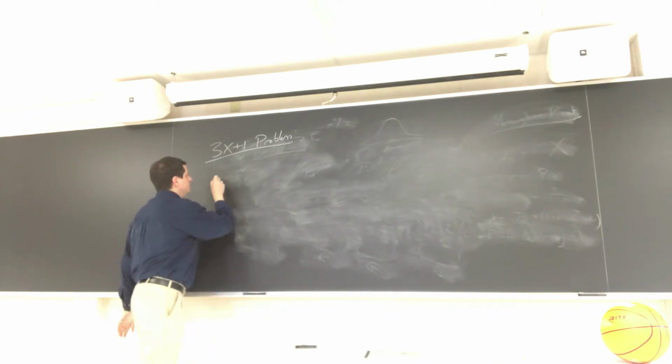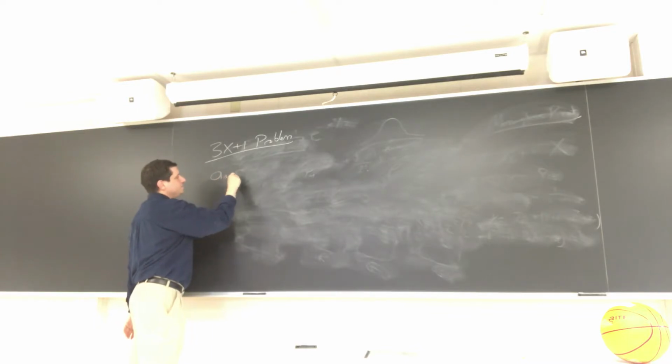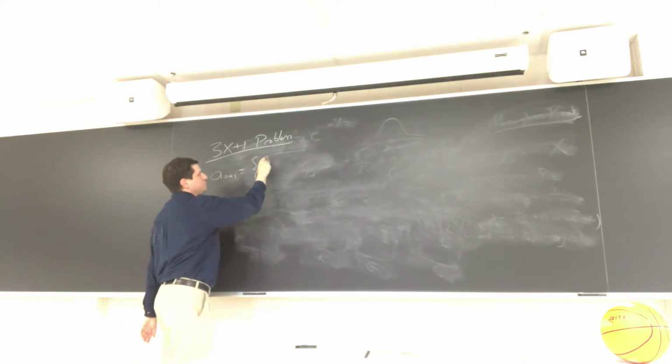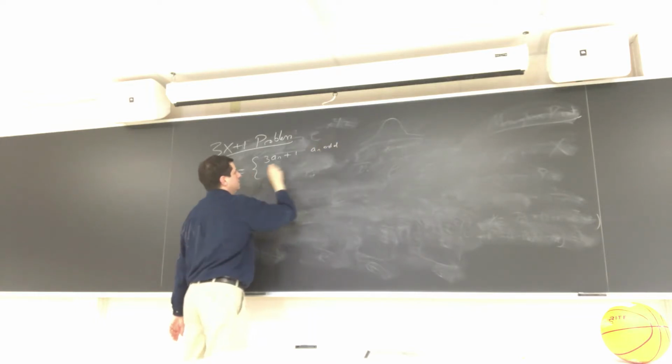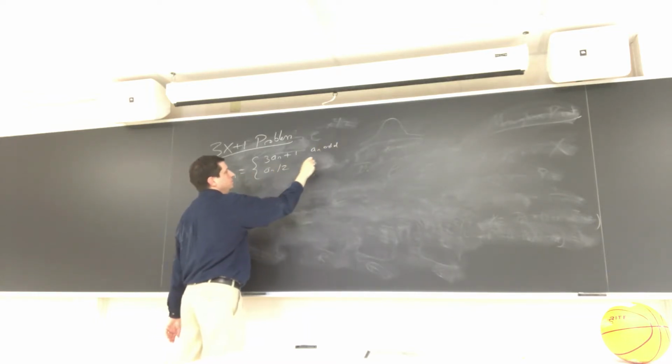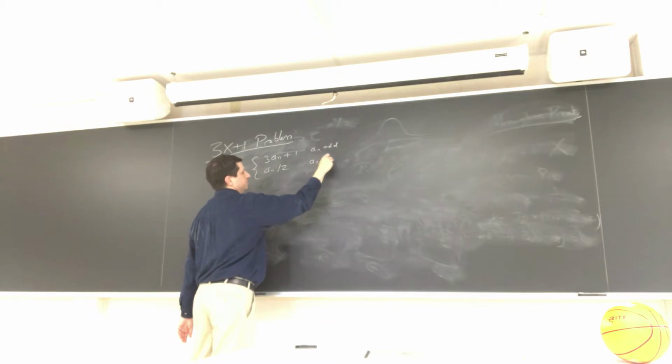And here's my rule for my sequence. The n plus first term in my sequence is 3 times my previous plus 1, if a_n is odd, and it's a_n over 2 if a_n is even.